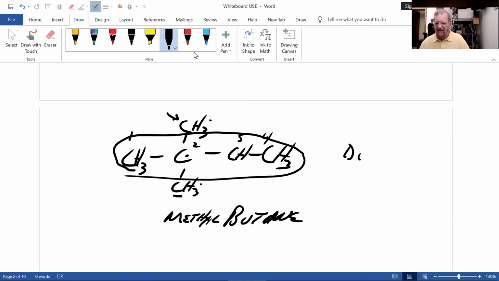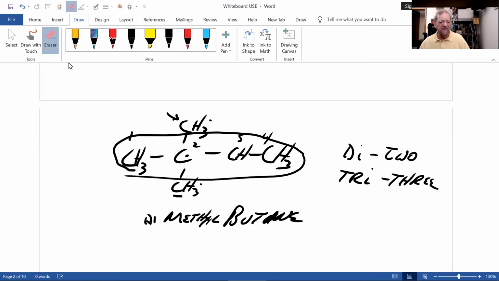And remember, di is 2 groups, tri is 3. And I have 2 groups, so therefore, this is dimethyl. That looks awful. Dimethyl. Now, what carbons are they on? Well, if I start from this way, it's on carbon 2. If I go the other way, 1, 2, 3. And what's the lowest number? I hope you all admit 2.